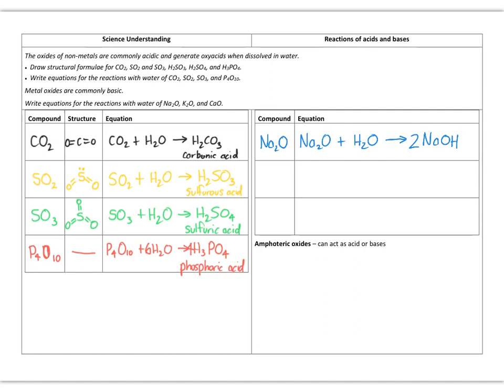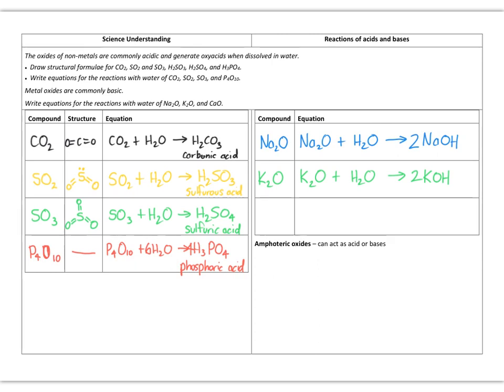When we react potassium oxide with water, same sort of thing for the formula, plus H2O forms 2KOH.